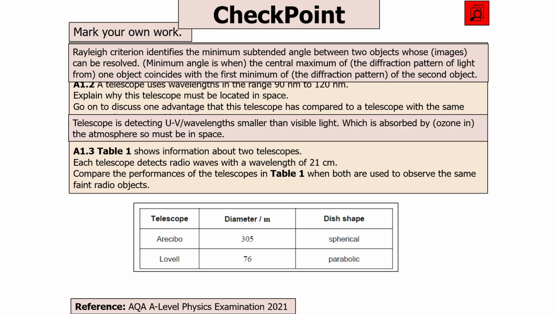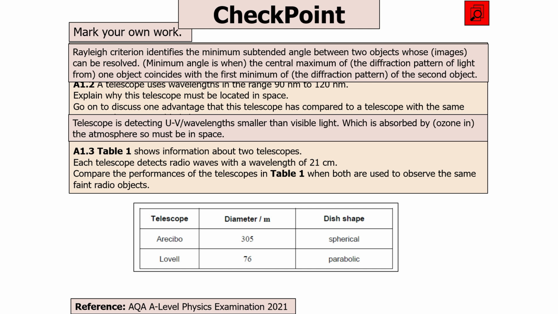Now, the advantage is that telescopes detecting UV or wavelengths smaller than visible light is very important because it indicates that it's going to be absorbed by the ozone layer, so therefore the atmosphere must be in space. The atmosphere is going to absorb it, so therefore the telescope must be in space.